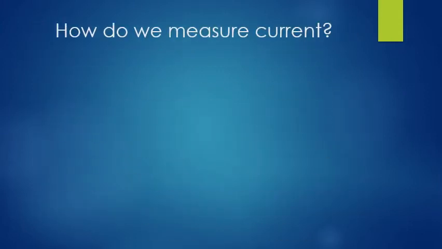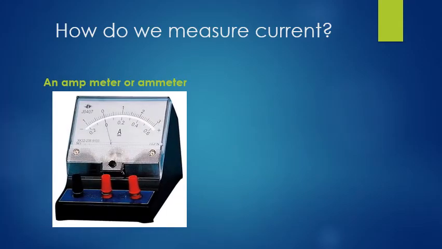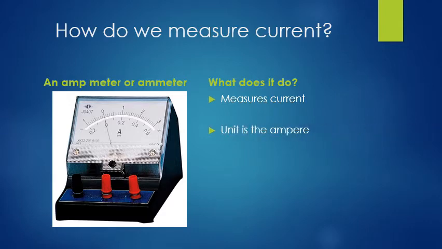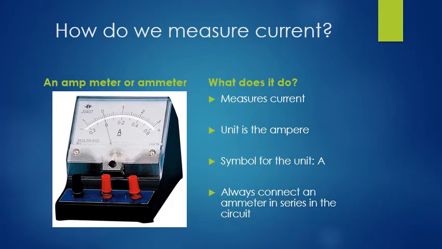So how do we measure current? Well, we measure current using an instrument called an ammeter. And here's a picture of one that we use in the laboratory. What does it do? It measures current. The unit of measurement of current is the ampere. Symbol for the unit is capital A. And we always connect an ammeter in series in the circuit in order for it to measure the current correctly.